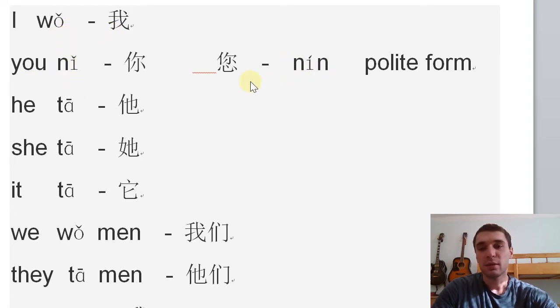Nin is the same, just polite form. Nin, ni means you. He, ta, she, ta, it, ta. Sounds the same, but the characters are different. Okay? So it. In English, we say it about animals, about some things. So in Chinese, the same. This character is used about these things.